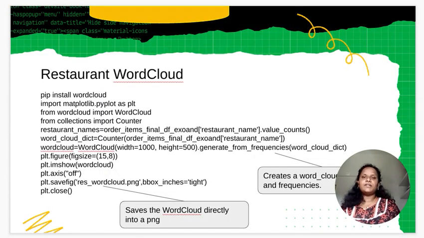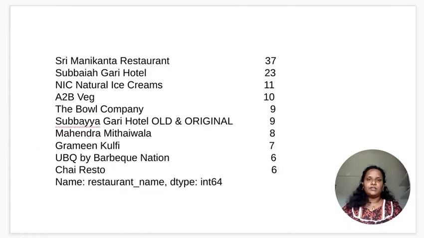Coming to the next one, the restaurant word cloud. This is one I like a lot. Basically it takes the frequencies of the restaurants, like how many times I ordered from each restaurant, and gives a very good visual presentation. Before that, let's first see it in table format: I ordered from Manakanta restaurant 37 times, and from Subaigari hotel 23 times. So these should come out very bold. Let's see in the image.